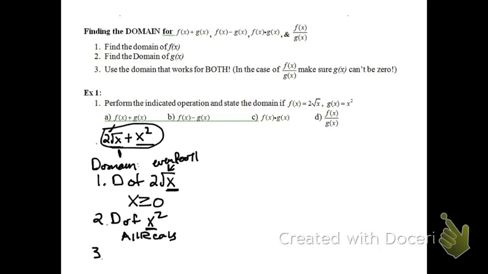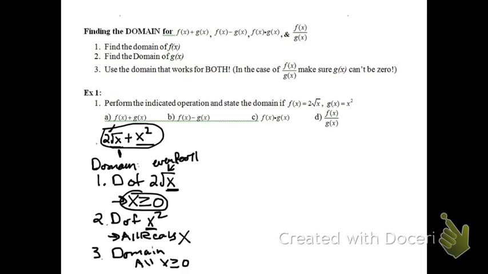Now, the third step is to use the most restrictive domain, meaning I'm going to need to put the fact that I have to have x values bigger than or equal to 0 together along with that, I can use all reals. Well, the most restrictive domain is all x values bigger than or equal to 0. I cannot use all reals, obviously, if I also have to make sure I don't use x values less than 0. So putting it all together, the final answer for my domain for f of x plus g of x is going to be all x values bigger than or equal to 0.